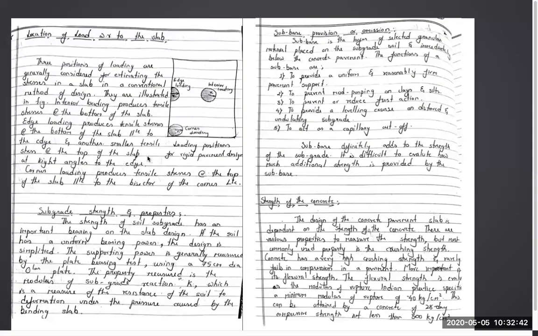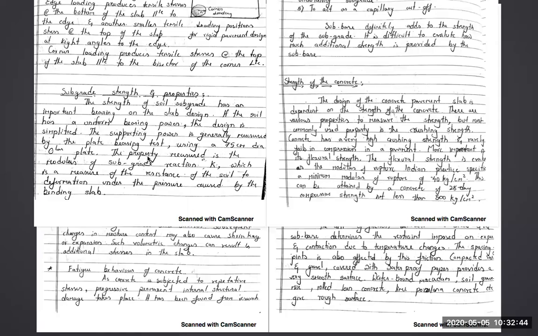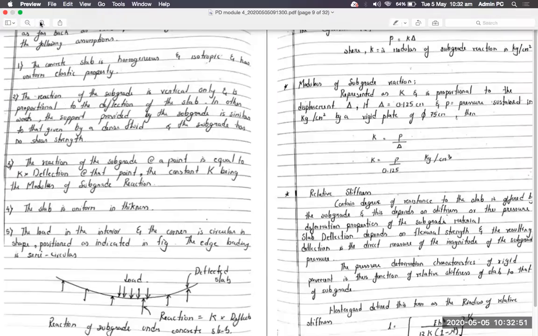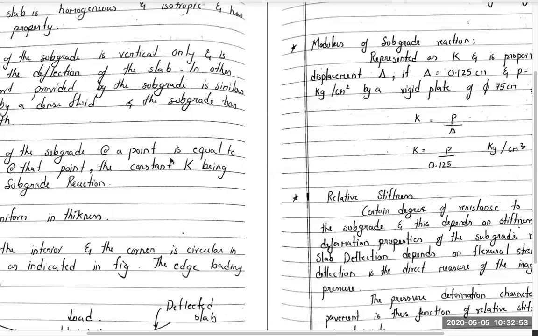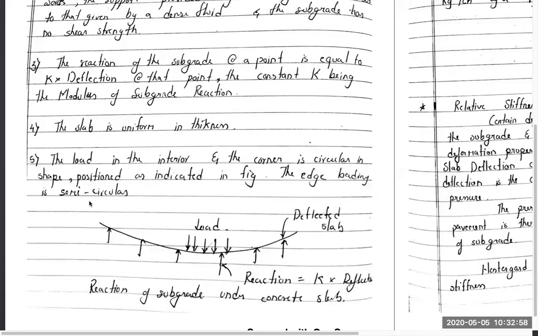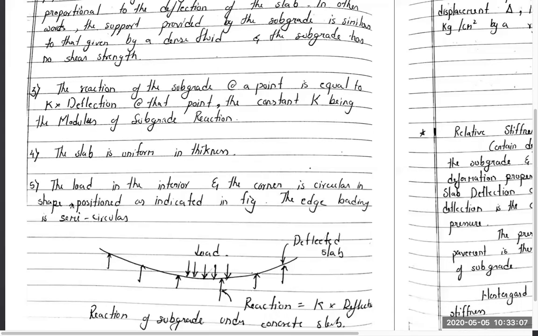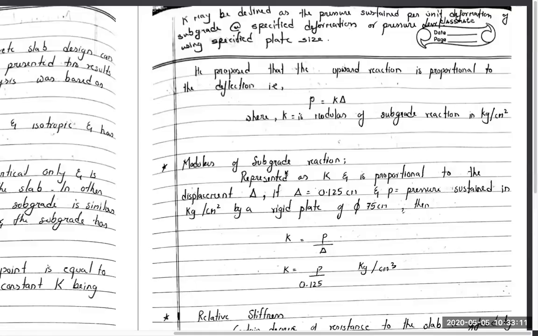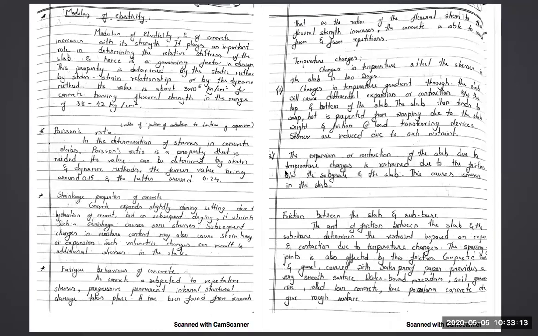So these were some of the assumptions which he made to simplify. Let me zoom in. Load in the interior and corner is circular in shape and positioned as indicated in the figure, and the edge loading is semicircle. So these were the five assumptions Westergaard made, and then he found some equations to solve those stresses.